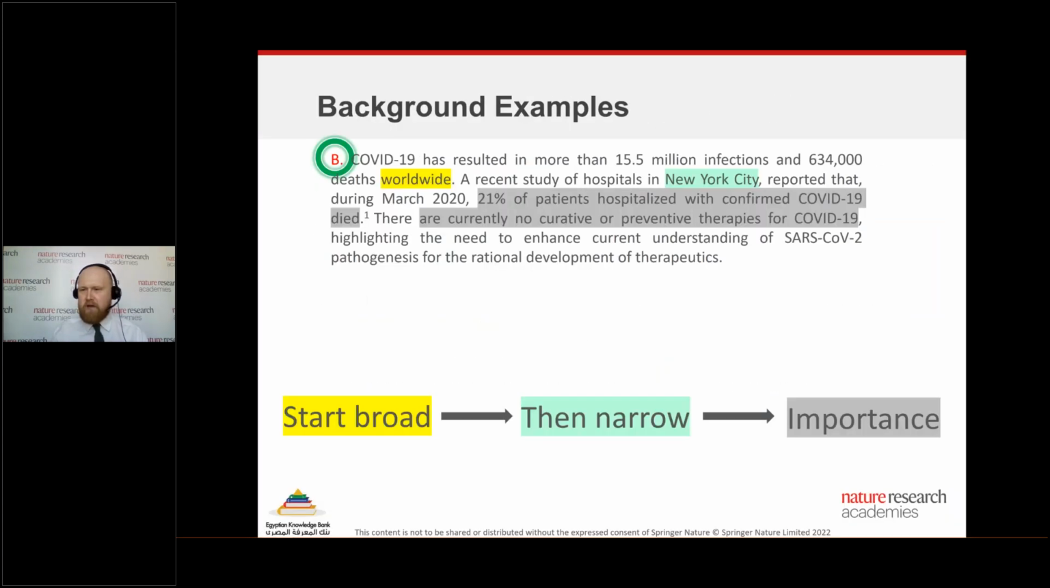And I'm great to say that I agree with the majority of our audience. I think B is a great start to an introduction section. We're providing the broad context for our study. We start broad by highlighting the worldwide importance of our topic, but then we start to narrow down on more specific information relevant to our proposal. Okay, we're highlighting the importance of our proposal. Highlighting here, there are currently no curative or preventative therapies for COVID-19. Okay.